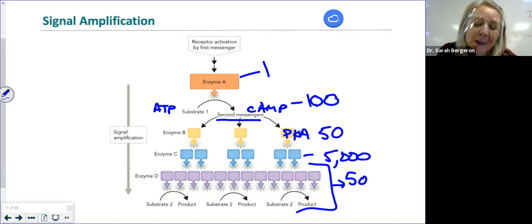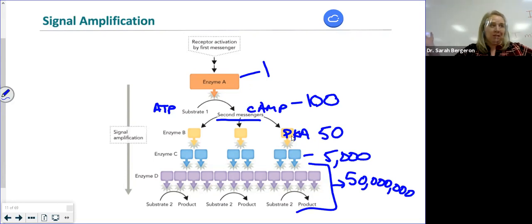These 5,000 active molecules end up creating 50 million glucose molecules being released, right? So we went from 1 to 50 million. That's a signal amplification, right? And that's just one glucagon molecule binding to one receptor. That's insane. But because we have this signal amplification that occurs at our messengers, we can do that.